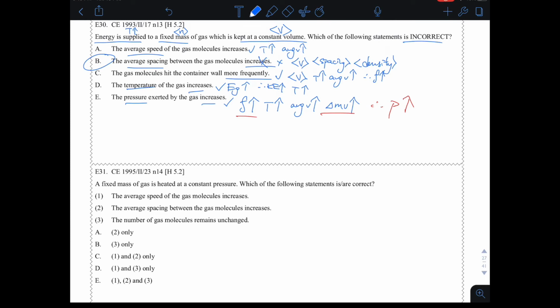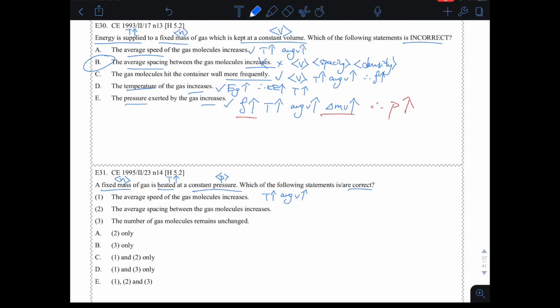And then next, we talk about a fixed mass, same constant N, is heated. That means temperature increases again. Constant pressure this time. Which of the following is correct? The average speed increases. Yes, must be, because temperature increases, then average speed increases. Very, very simple relation. The average spacing increases. Average spacing is about the volume, right?